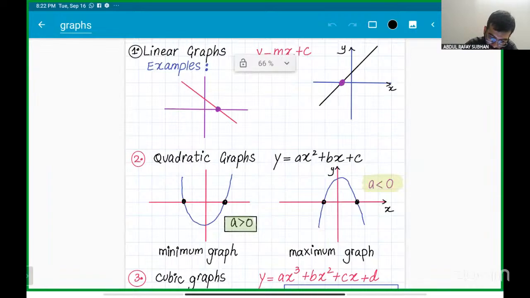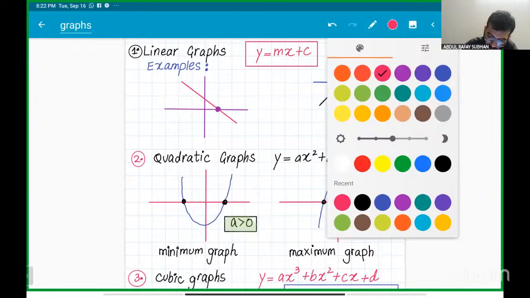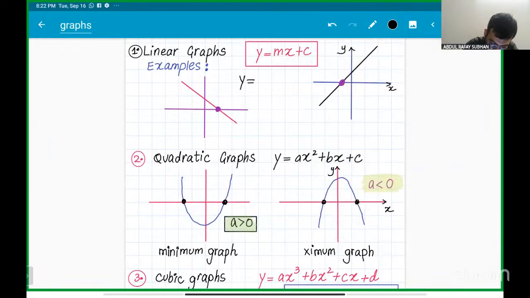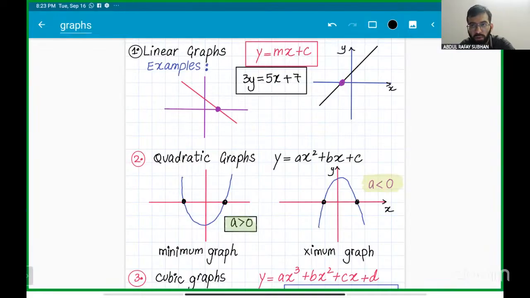Okay, y is equal to mx plus c, or it can be like this as well. I'll give you more examples. y is equal to 2x plus 7, or it can be like 3y is equal to 5x, a more complicated example. The highest power of y is 1, and the highest power of x is also 1. So 3y is equal to 5x plus 7 will give us the linear graph.